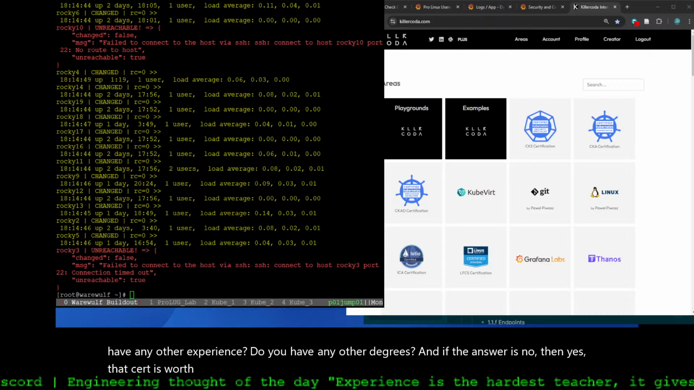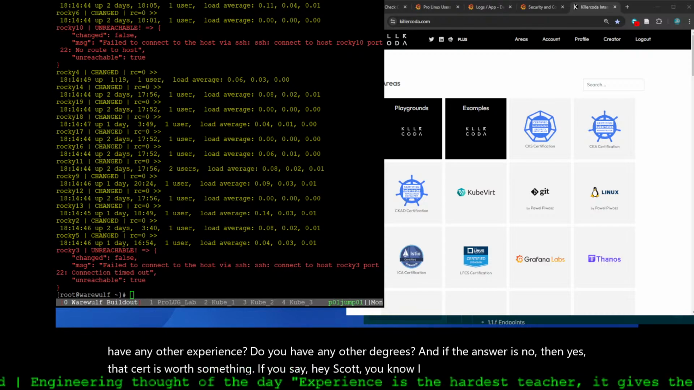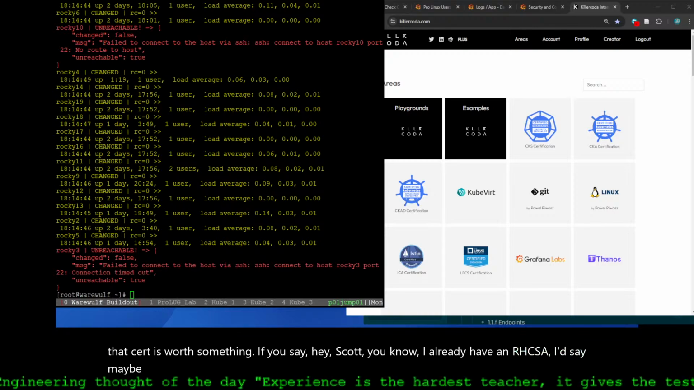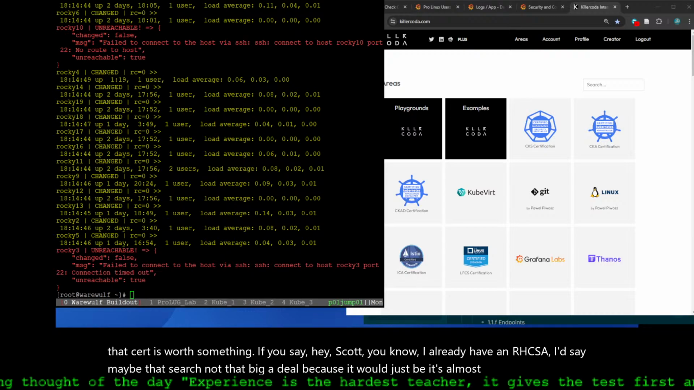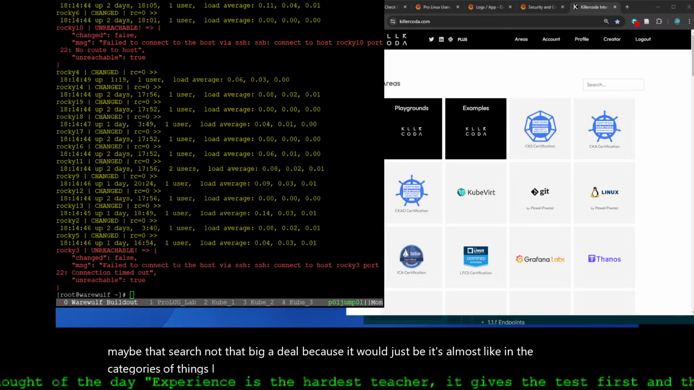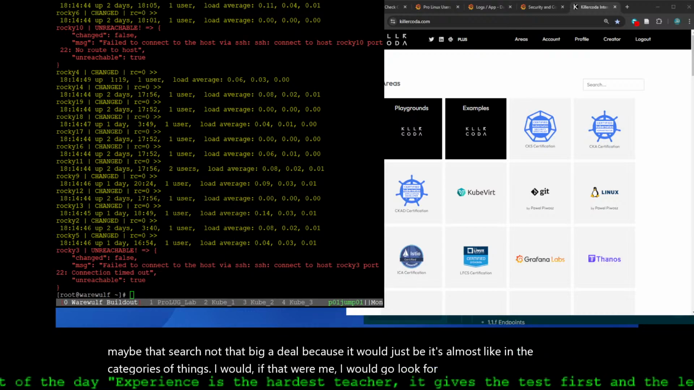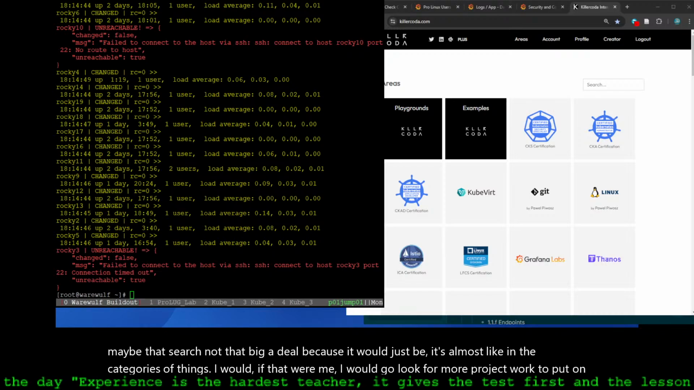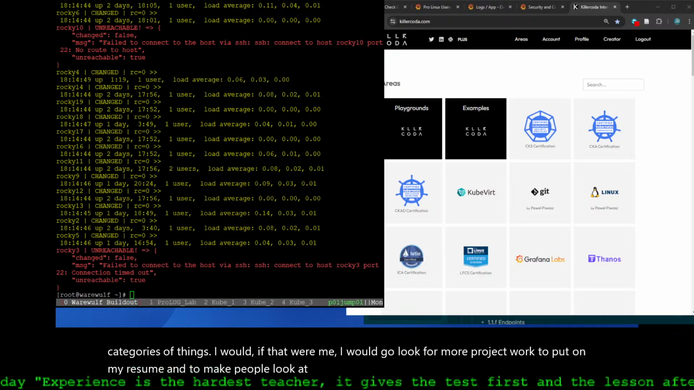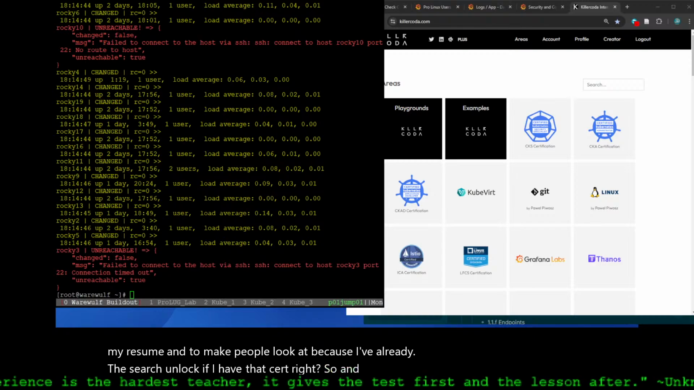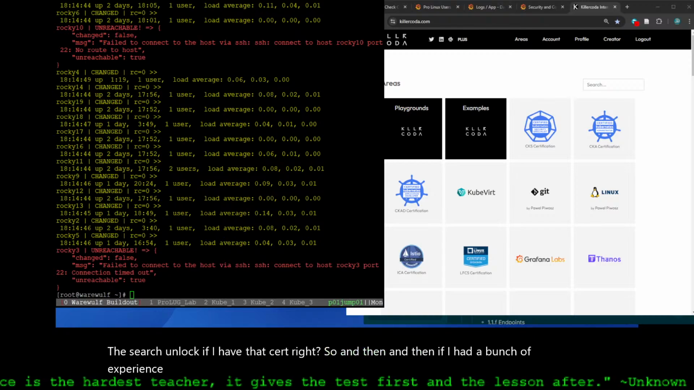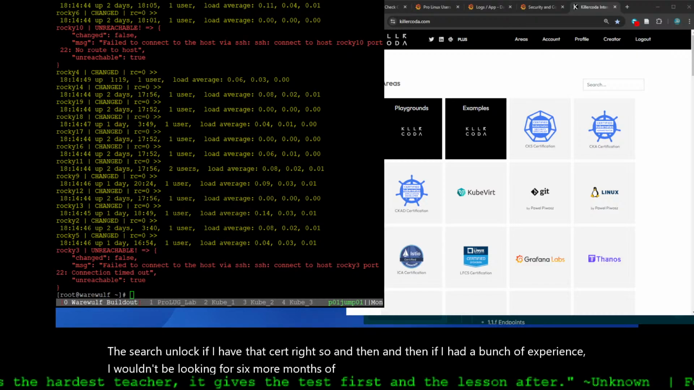If you say, hey, Scott, I already have an RHCSA, I'd say maybe that cert's not that big a deal, because it's almost like in the categories of things, if that were me, I would go look for more project work to put on my resume and to make people look at, because I've already got the certs on lock if I have that cert, right? And if I had a bunch of experience, I wouldn't be looking for 6 more months of experience. I would be looking to maybe round out.